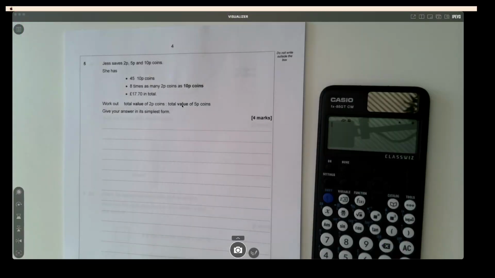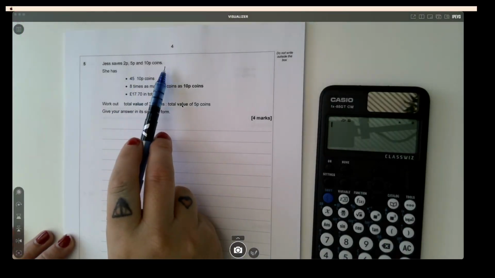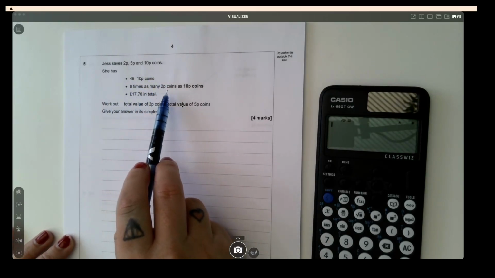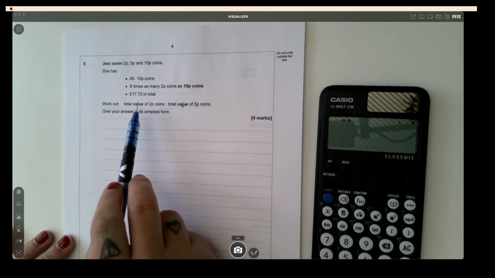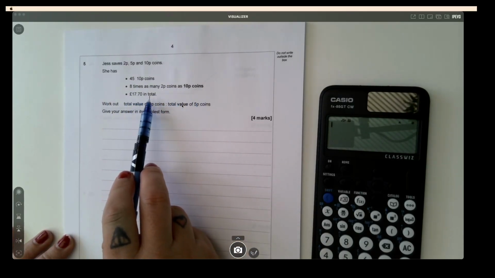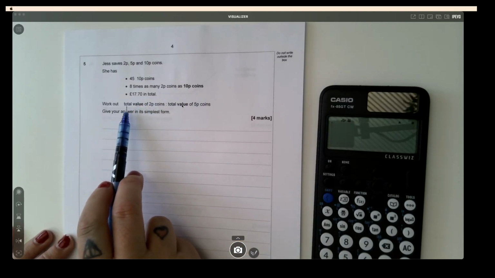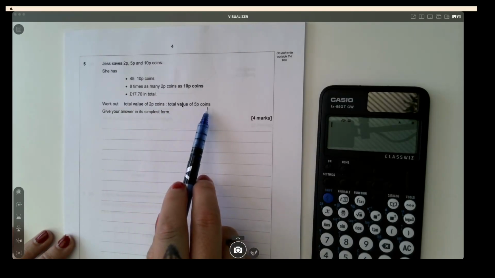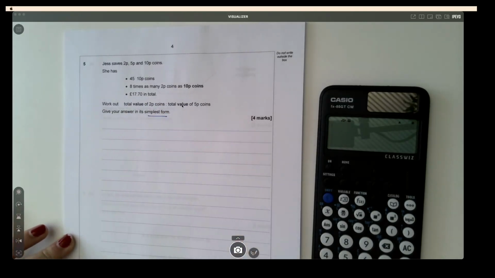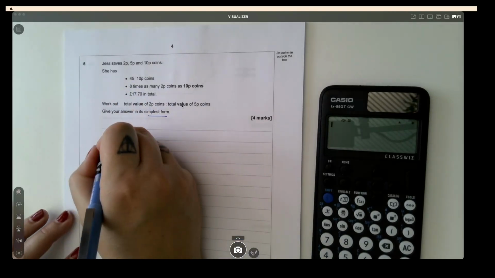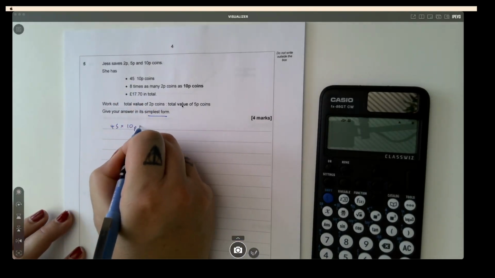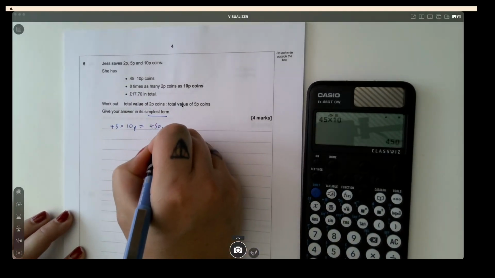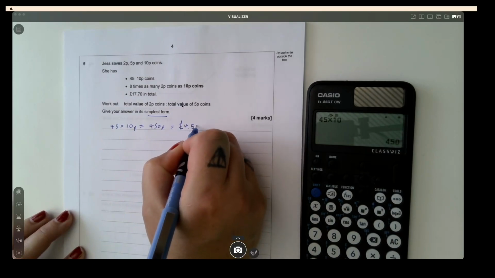Question 5. Jess saves 2p, 5p and 10p coins. She has 45 10p coins, 8 times as many 2p coins as 10p coins, and then £17.70 in total. So they want us to work out the total value of 2p coins to the total value of 5p coins, giving our answer in its simplest form. Okay, so first of all, we have 45 lots of 10p coins. So 45 times 10 is 450p, which is £4.50.